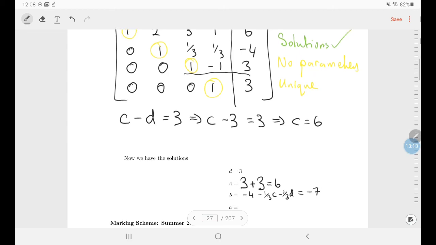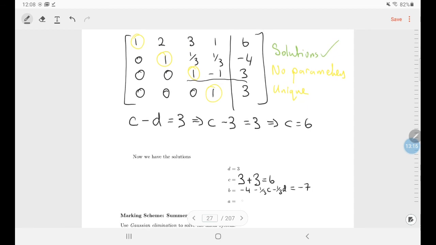And then finally A, so it'll be 6, take away 2B, which should be minus 14. Take away 3C, so that'll be minus 3 times 6. And then take away D. So if you're a bit confused by that, take your time like this. So what do we get there? 6, we get 20, minus 18 is 2, minus 3 is minus 1. So we get our solutions like that.